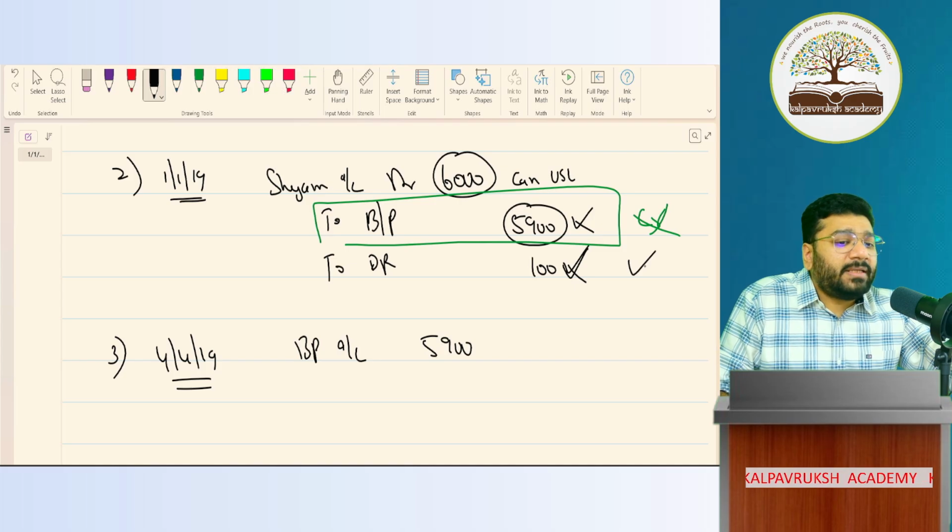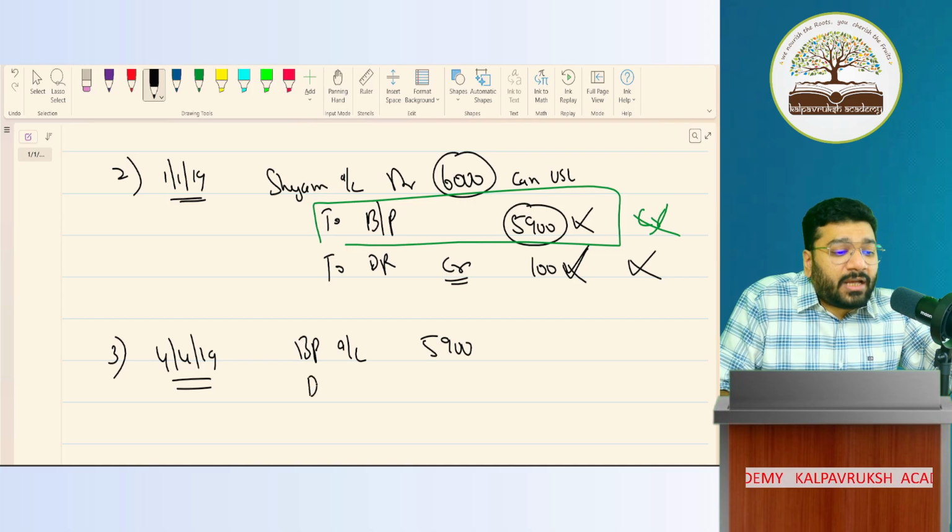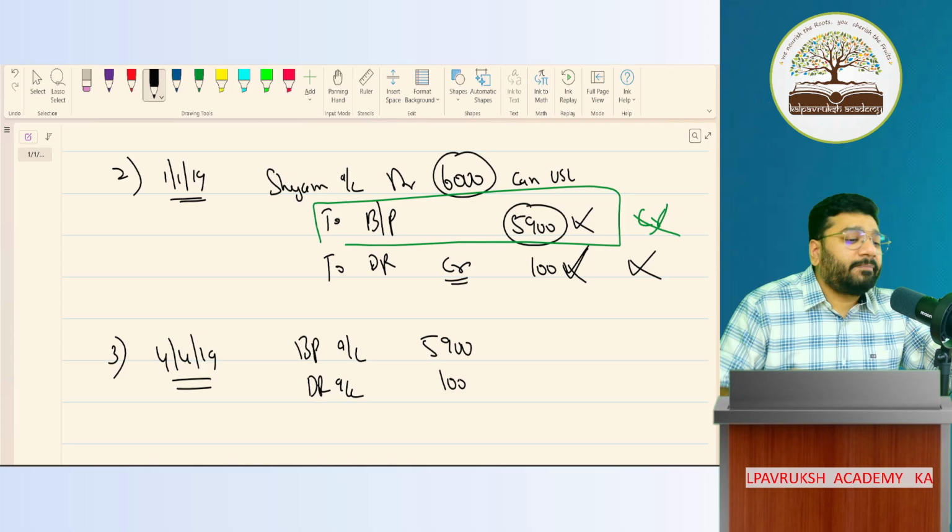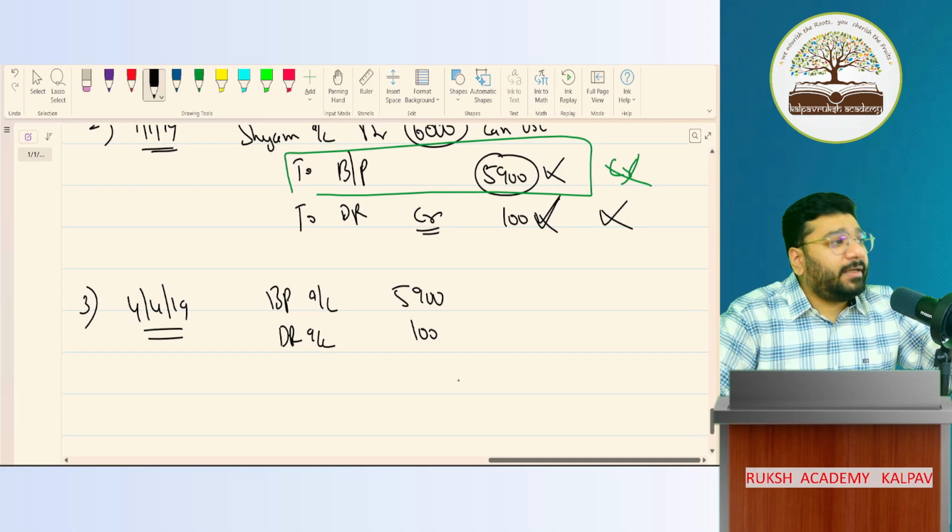The discount received that you recorded as a gain, upon dishonorment, this gain is lost. To reverse the gain, what are we supposed to do? Debit. To create a gain, you gave a credit. To reverse the gain, debit. So discount received account debit. How much? 100.